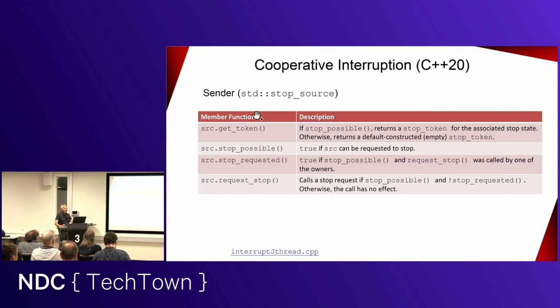On the contrary, we have the stop source. A stop source has a function get_token. This allows you to create a stop token. Then it has the function stop_possible to ask if a stop can be requested, if the source can be requested to stop. You can only do it once. You can ask if it already happened, and here you request the stop.